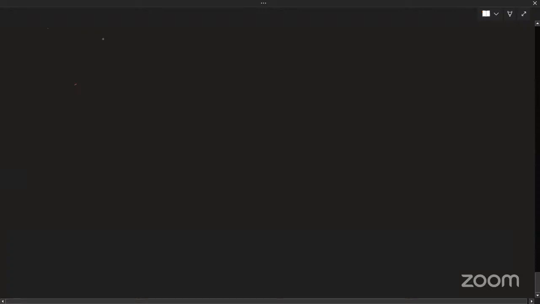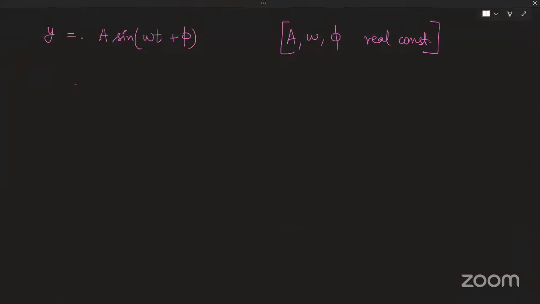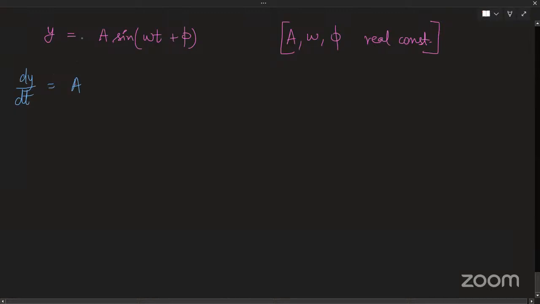Fine. It's been given to you that y is equal to a into sine of omega t plus phi. A, omega, and phi are real constants, any real numbers. So over here, your variable is t. I am asking you, what is the derivative of y with respect to t? Inside sine, omega t plus phi has been inserted.